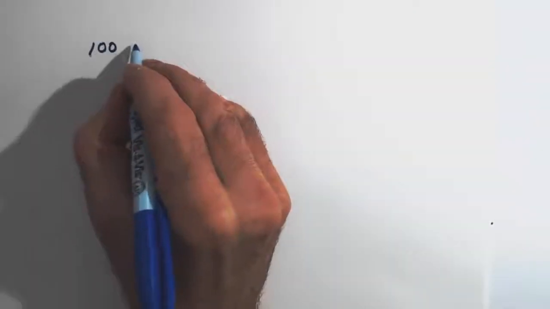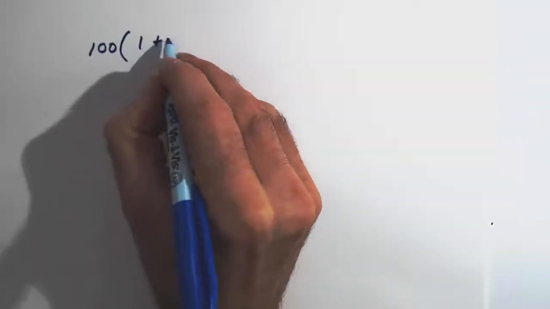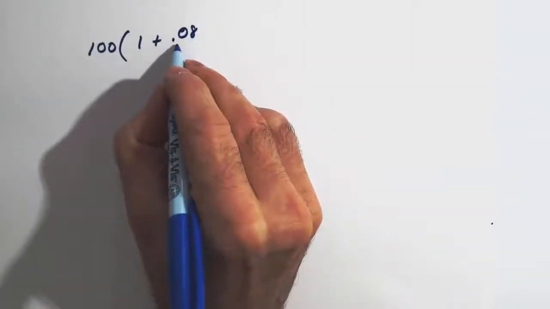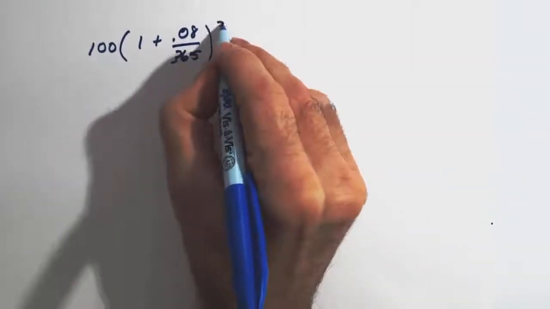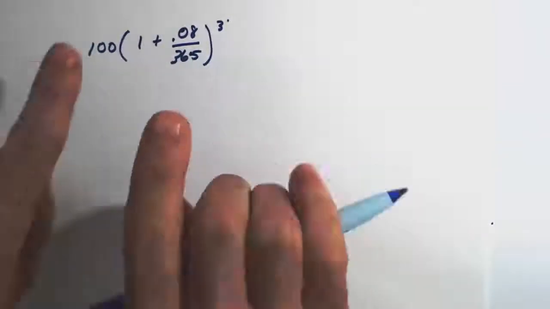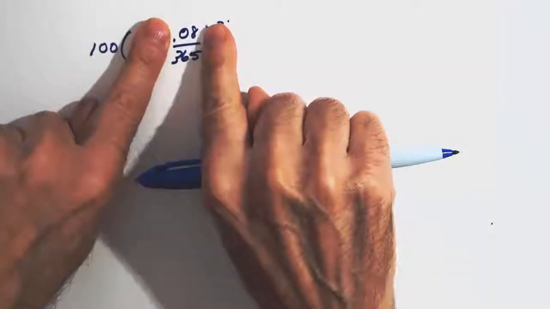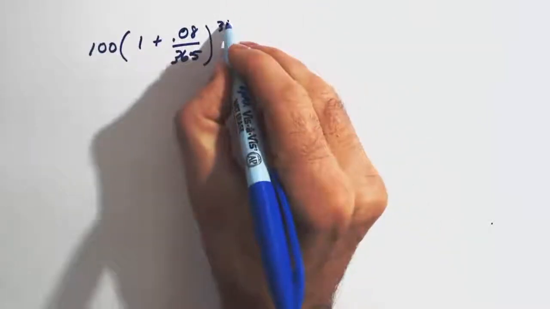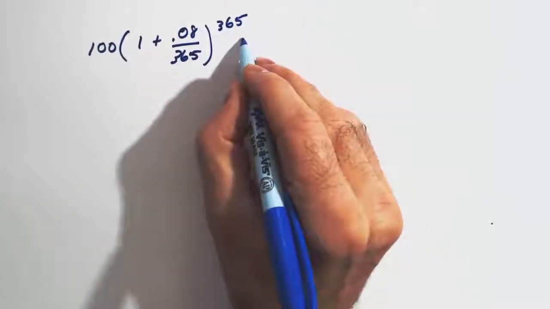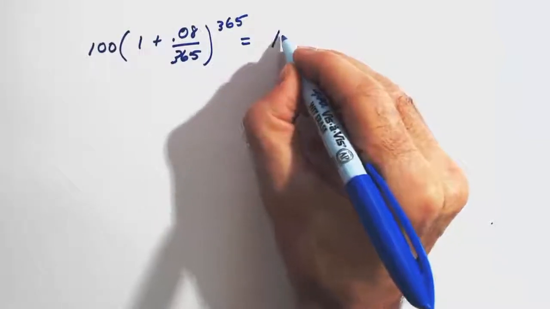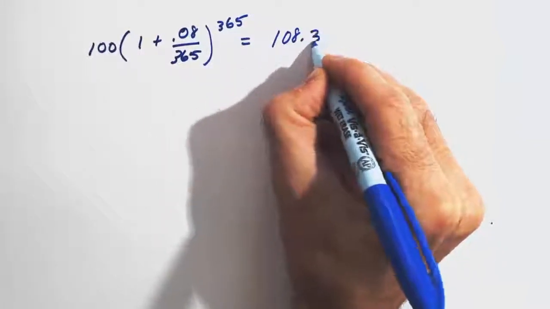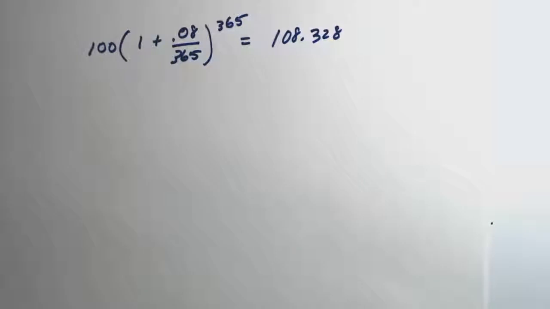You would take $100 and drop it into a bank account that paid 8% per year, but N is 365. You take it, this would be your interest rate right here for one day. And then you have to take it to the 365th power to compound it for all those days. You end up with 108.328. So $108 and almost 33 cents.